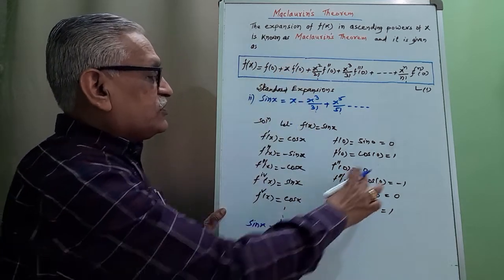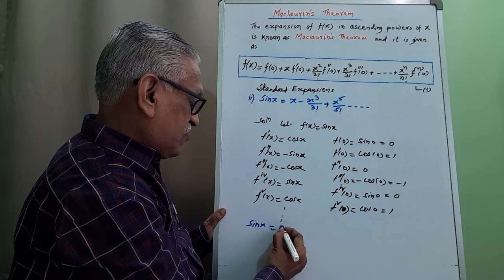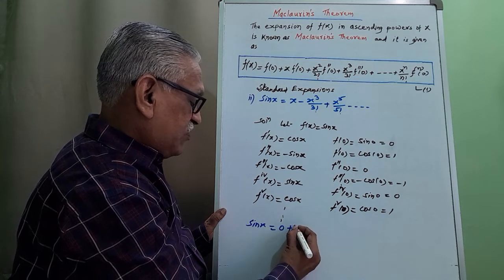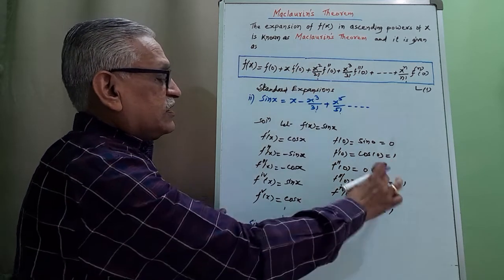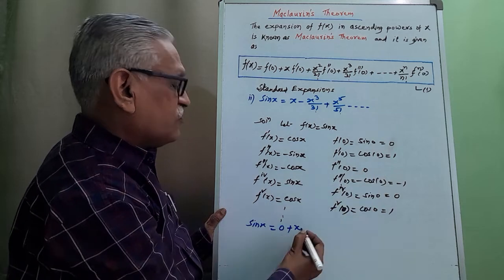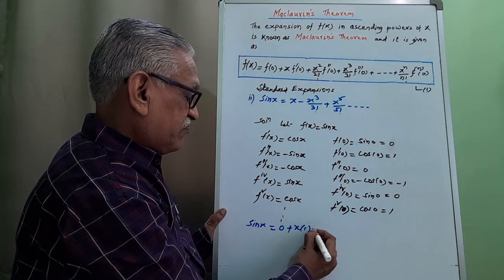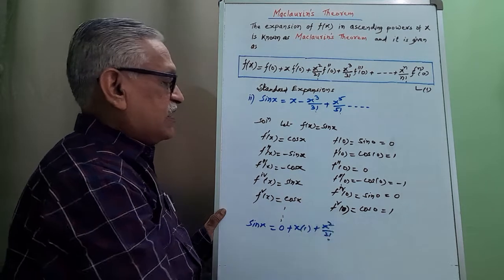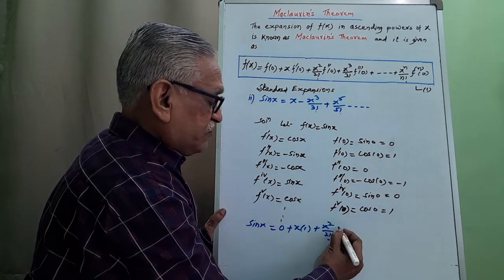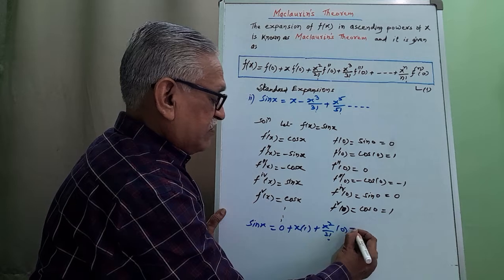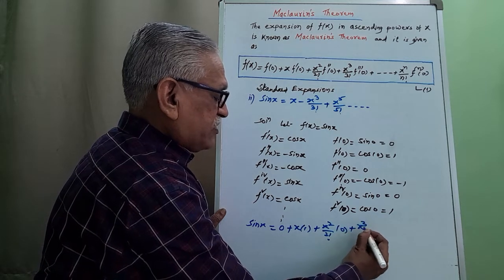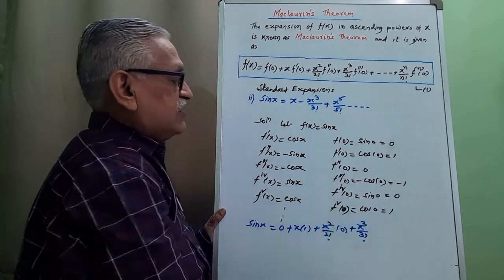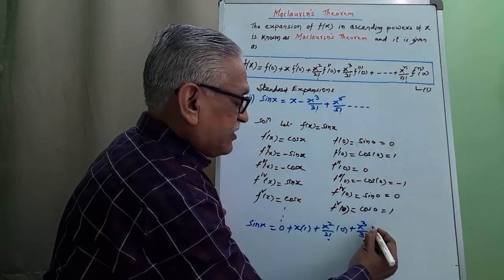First term is f of 0, the value of f of 0 is 0, plus x into f dash, the value of f dash of 0 is 1, plus x square by 2 factorial, f double dash, it is 0, plus x cube by 3 factorial, f triple dash as minus 1.